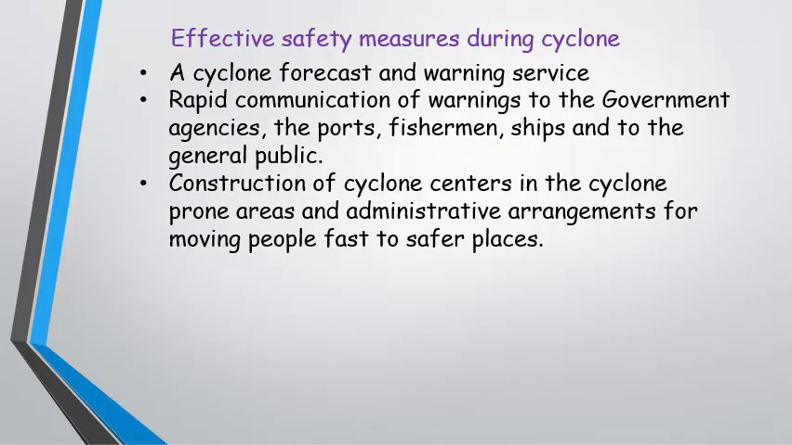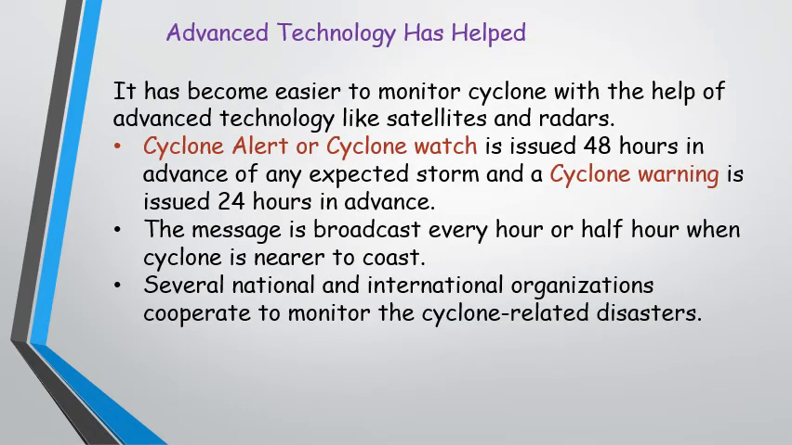Effective safety measures during cyclone. A cyclone forecast and warning service is there. Rapid communication of warnings to the government agencies, the ports, fishermen, ships and to the general public. Construction of cyclone centers in the cyclone prone area and administrative arrangements for moving people fast to safer places. Advanced technology has helped a lot during these natural disasters. It has become easier to monitor cyclones with the help of advanced technology like satellites and radars.